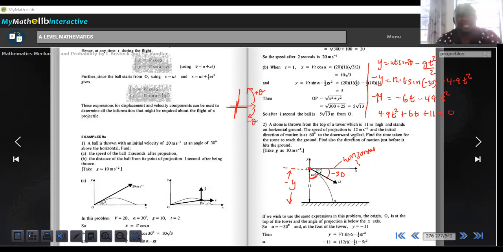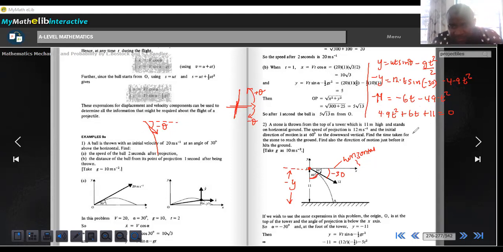The only important thing I wanted us to see here is that whenever the particle is projected below what was initially the horizontal, at a trajectory like that, then this angle is a negative theta, is what we consider.